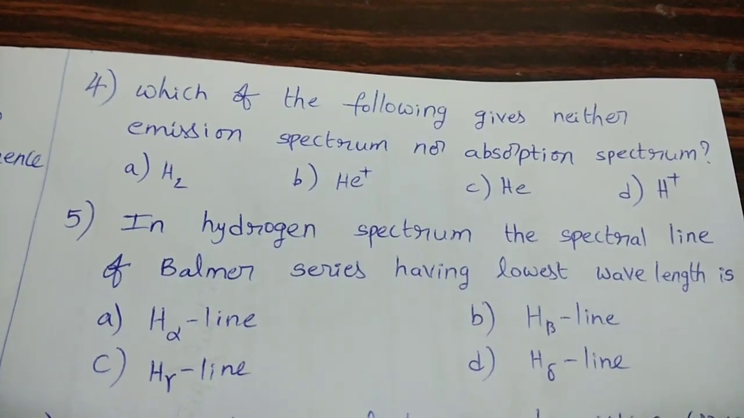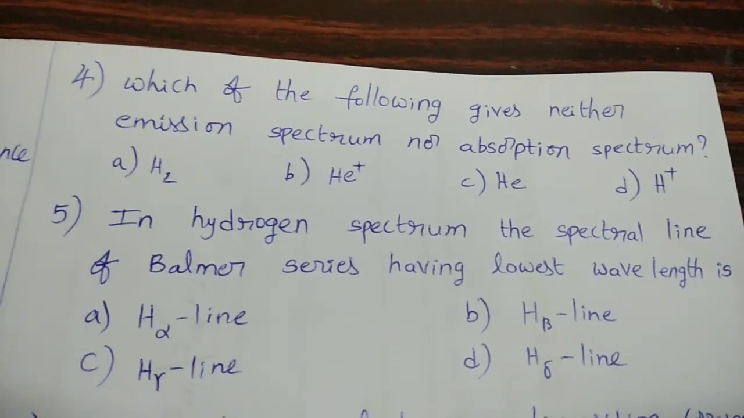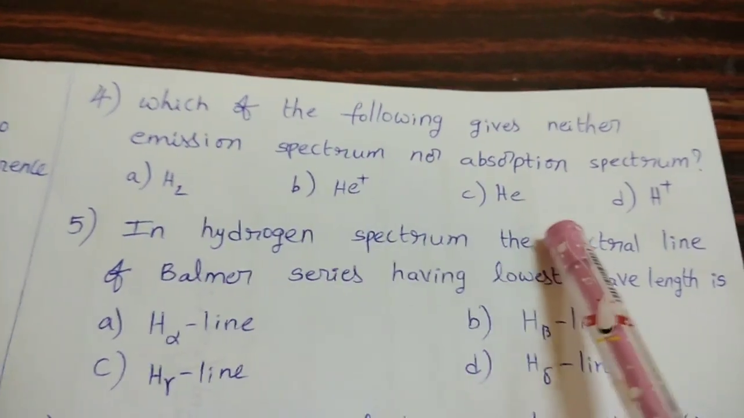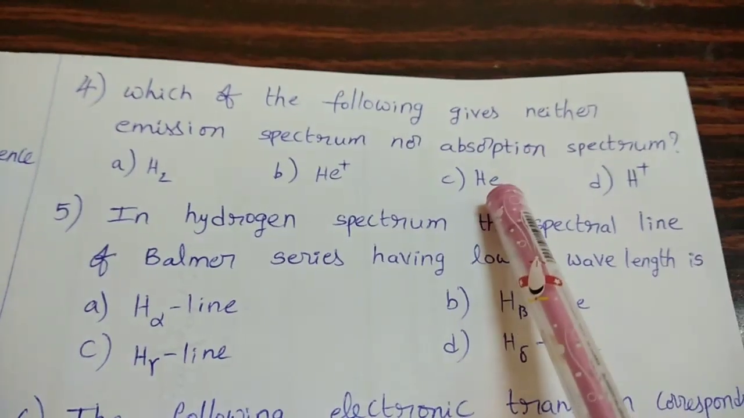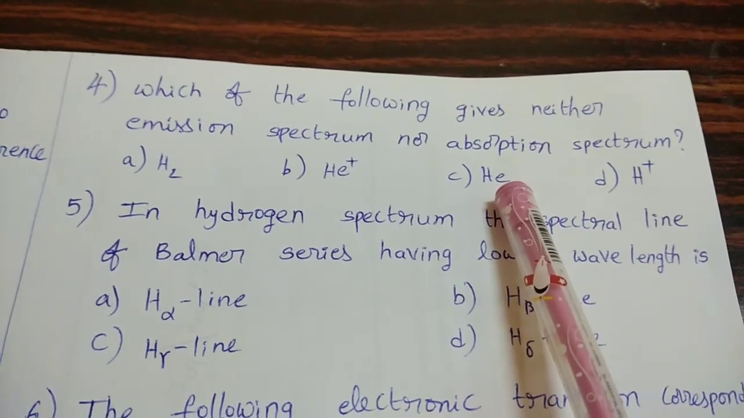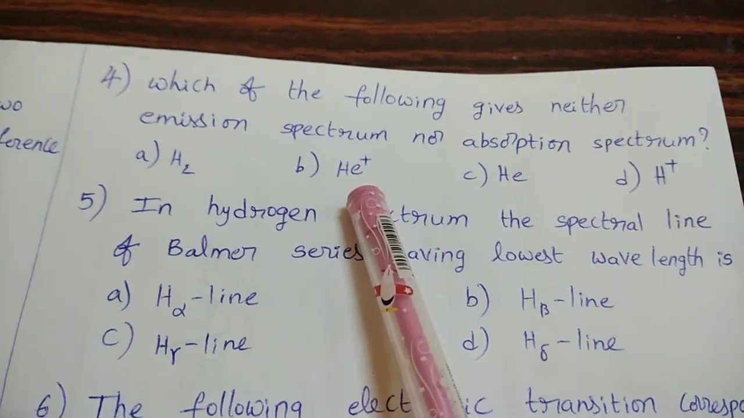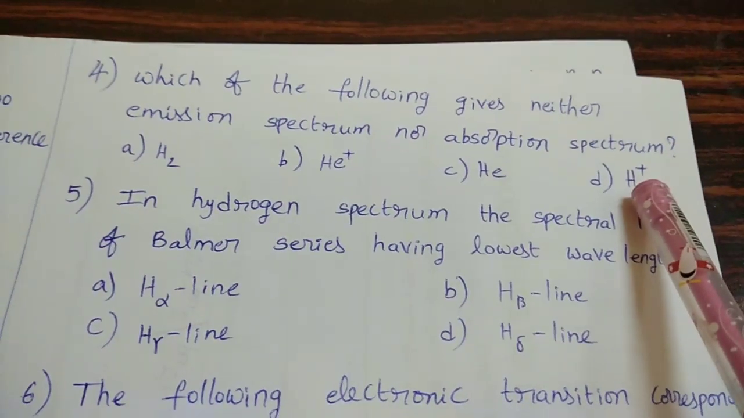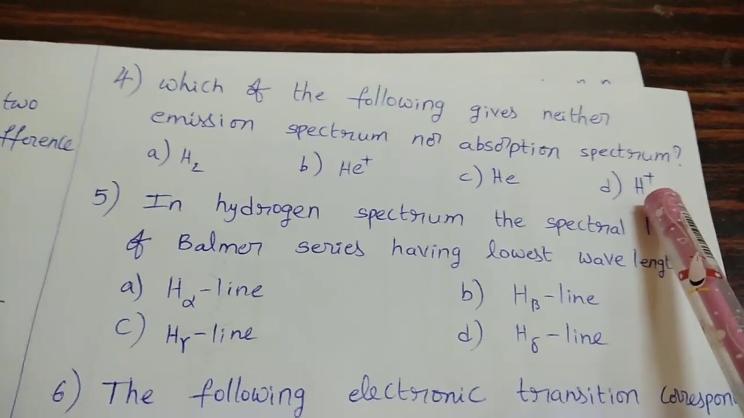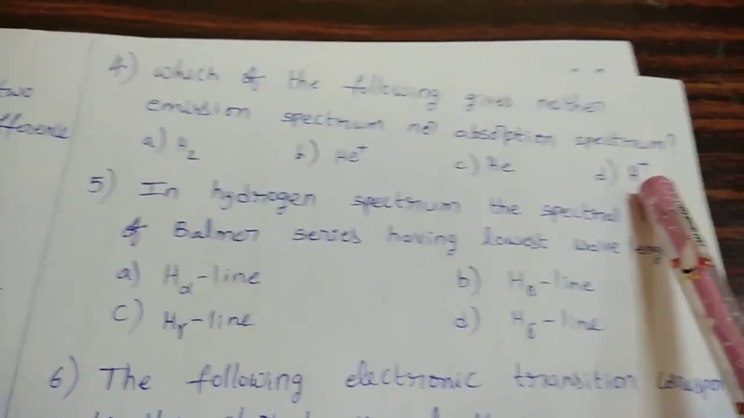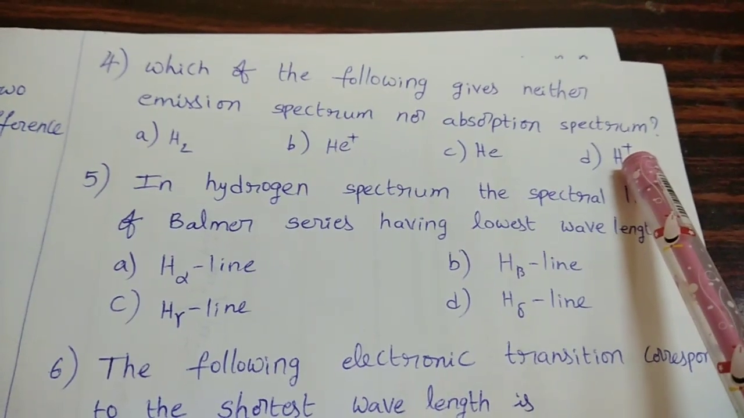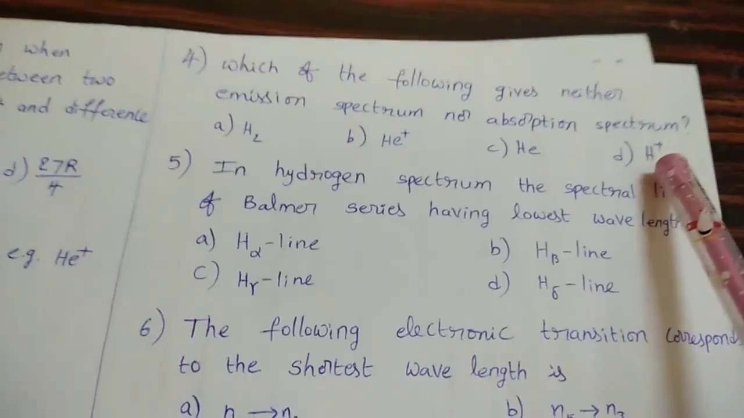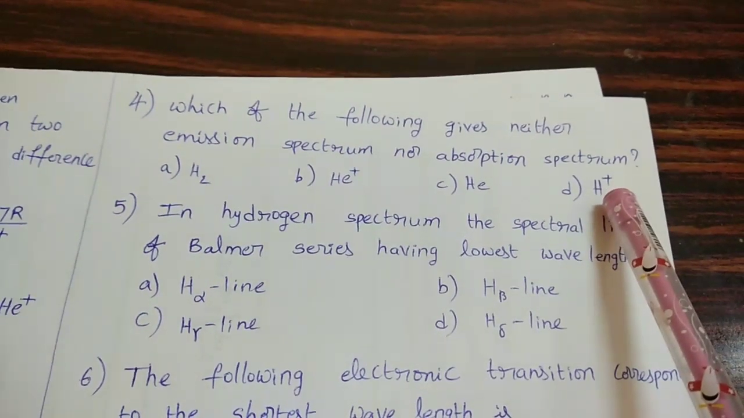Which of the following gives neither emission spectrum nor absorption spectrum? H2, He plus ion, He, H plus ion. In this, 2 electrons are there. In this, 1 electron is there. In this, 2 electrons are there. In this, no electron. So it cannot exhibit any type of spectrum. Emission spectrum, absorption spectrum, any type of spectrum cannot be exhibited by H plus ion. So option D is the answer.